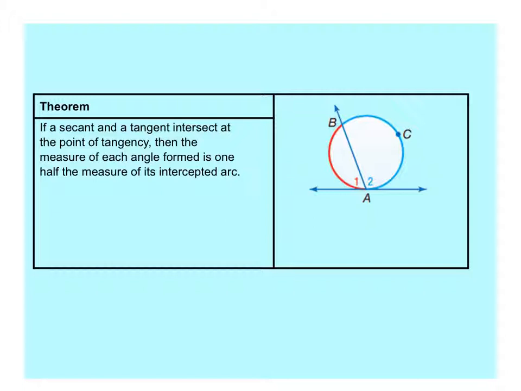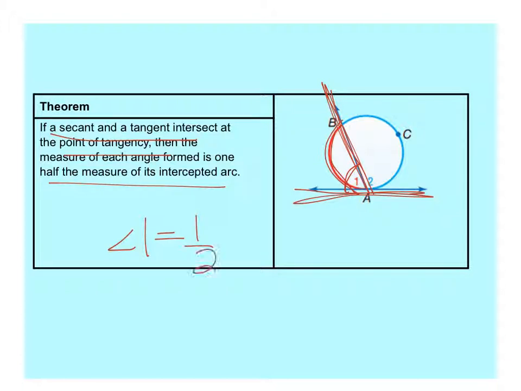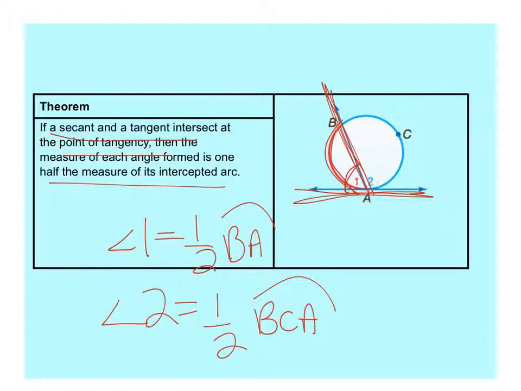So now, theorem, kind of new idea. Secant and tangent intersect at a point of tangency. So here's my tangent line, here's my secant. Okay? Well, all they're saying is that the angle formed is half of this arc. So the angle formed is half of the arc. Angle 1 is going to be equal to 1/2 arc BA, and angle 2 is going to be equal to 1/2 arc BCA. That's all it's saying. Anytime you've got a tangent and a secant, it's going to be half.